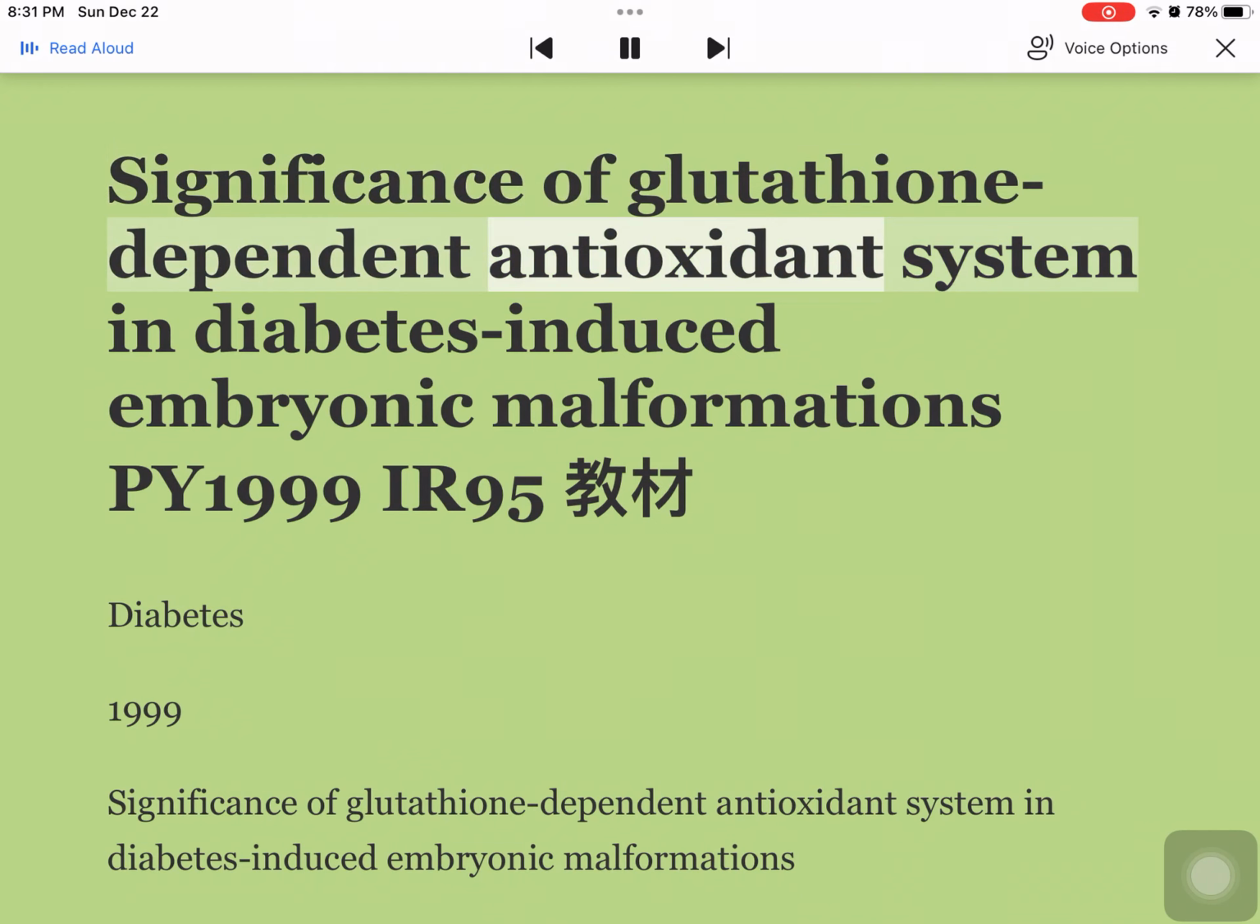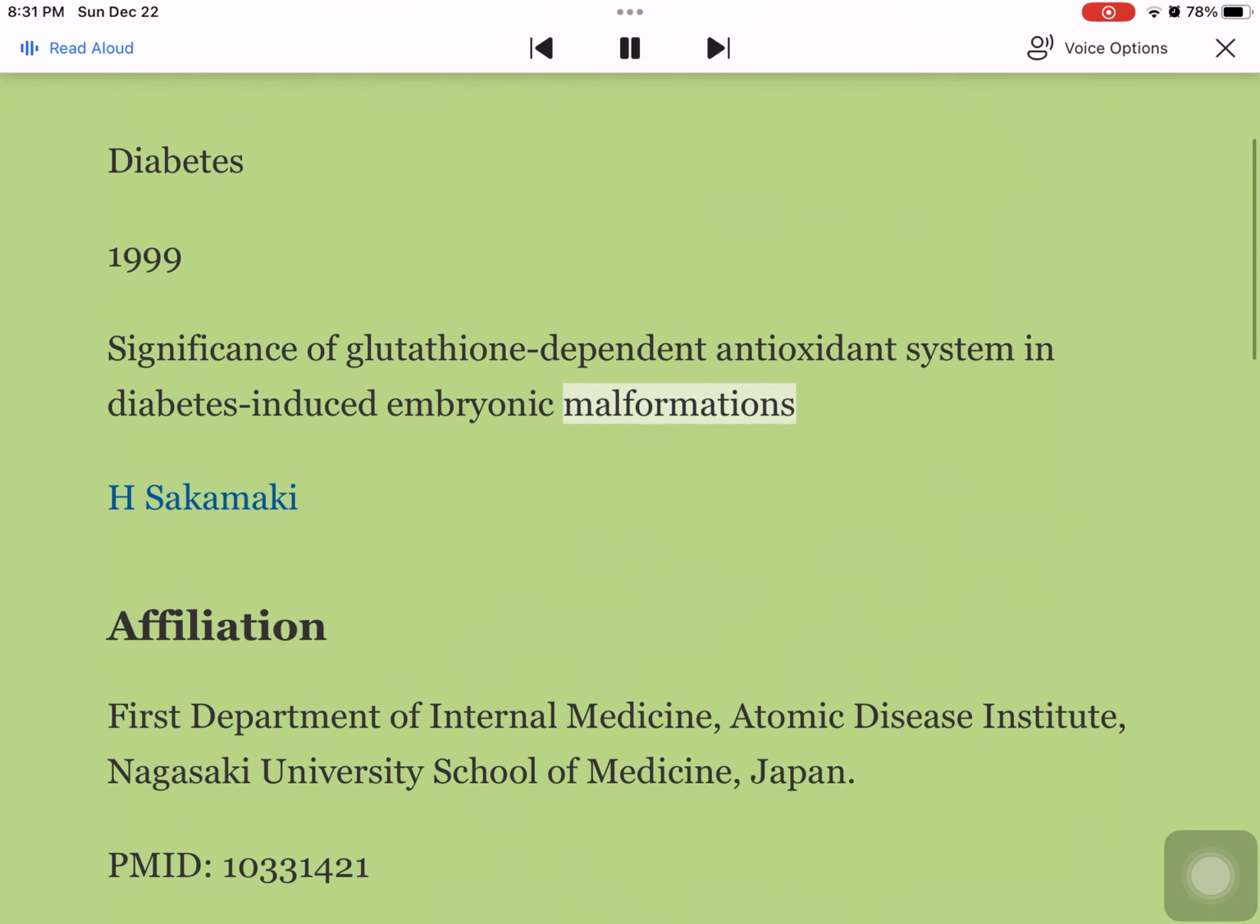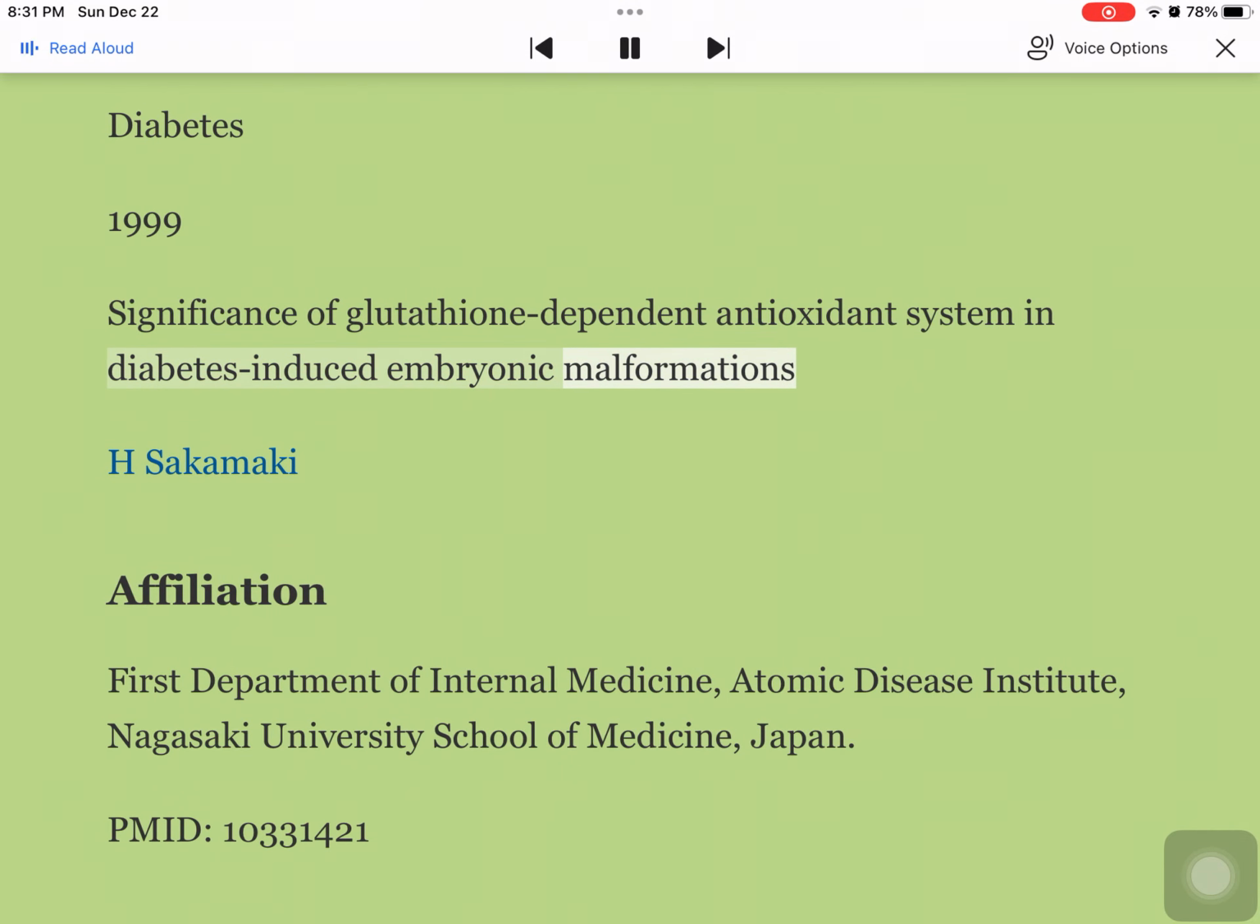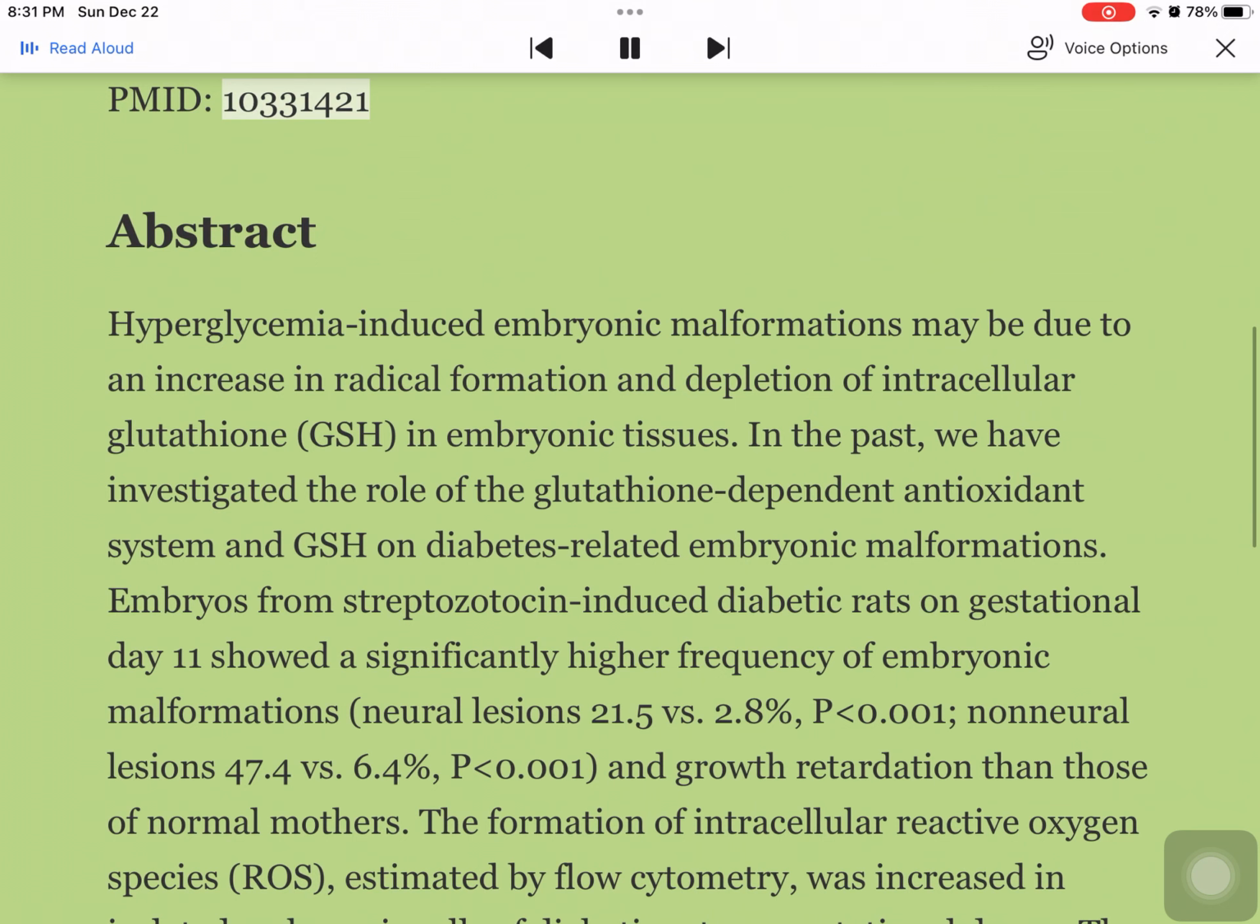Significance of glutathione-dependent antioxidant system in diabetes-induced embryonic malformations. Diabetes. 1999. Significance of glutathione-dependent antioxidant system in diabetes-induced embryonic malformations. H. Sakamaki. Affiliation: First Department of Internal Medicine, Atomic Disease Institute, Nagasaki University School of Medicine, Japan. PMID 10331421. Abstract.